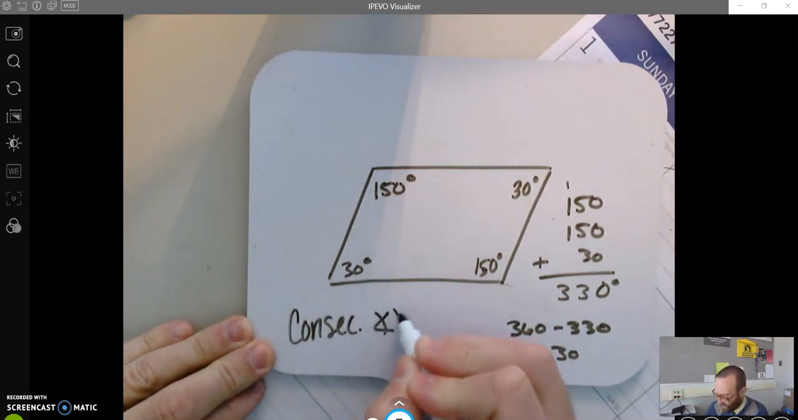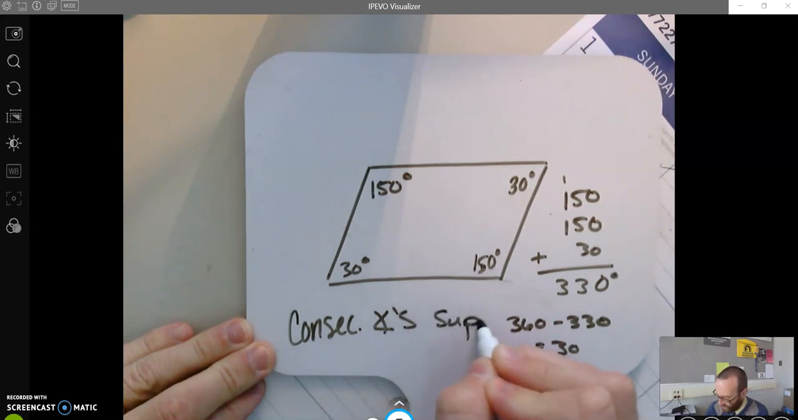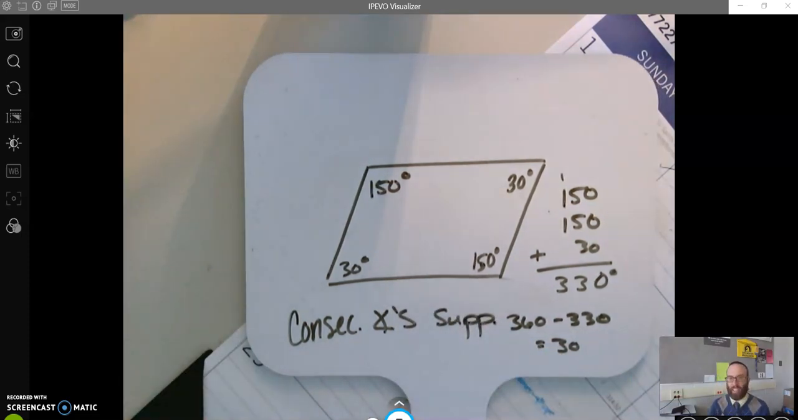Consecutive angles supplementary. That's how I would abbreviate it. You're going to write that out in a full sentence for me here in a little bit.